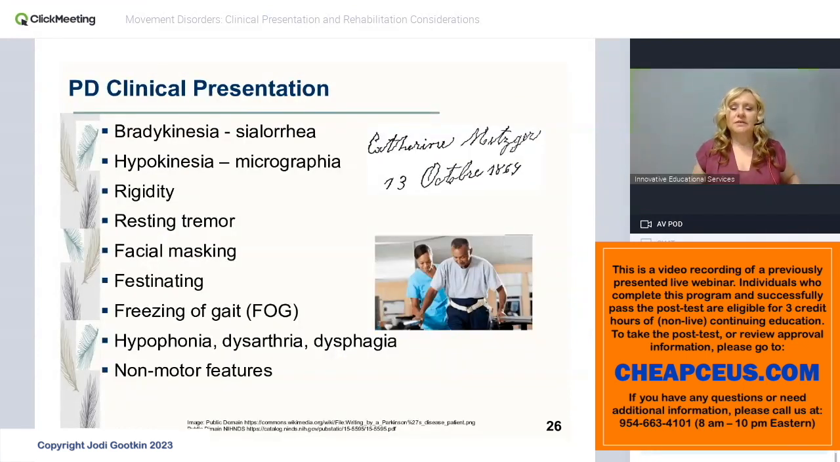As we look at the clinical presentation for Parkinson's disease, we all have a clear picture of the typical presentation. So I'm not going to go over the components that you're already aware of. I'm going to highlight some other aspects that might not be the first pieces that come to mind that we do need to recognize and address for our patients.